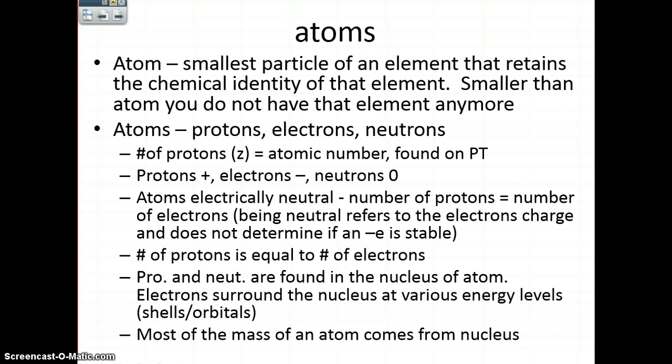Protons and neutrons are found in the nucleus, or in the middle of the atom. They're together hanging out. The electrons surround the nucleus at various energy levels known as shells or orbitals. So the electrons float around the outside and the protons and neutrons get to hang out together in the middle. Most of the mass of the atom comes from that nucleus because that's where the protons and neutrons are. The electrons' mass is so small we don't even include it.